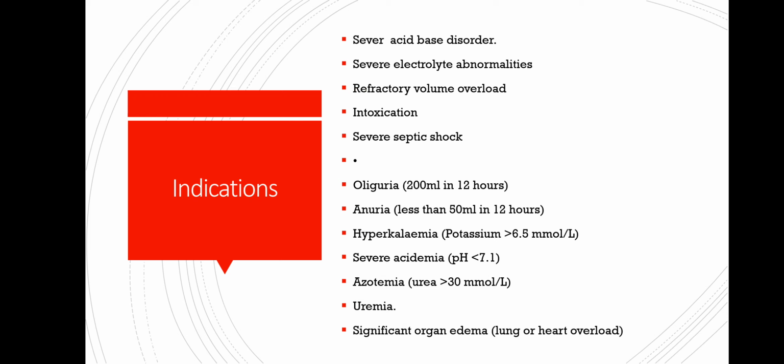Then hyperkalemia, where the potassium is greater than 6.5 millimole per liter. Severe acidemia means pH less than 7.1. Then uremia, where urea is greater than 30 millimole per liter. Then organ edema, like lung or heart overload.